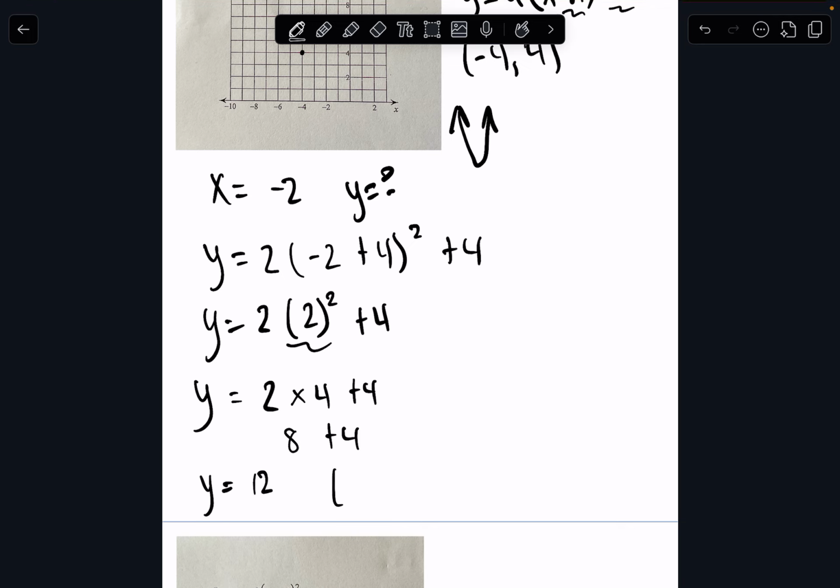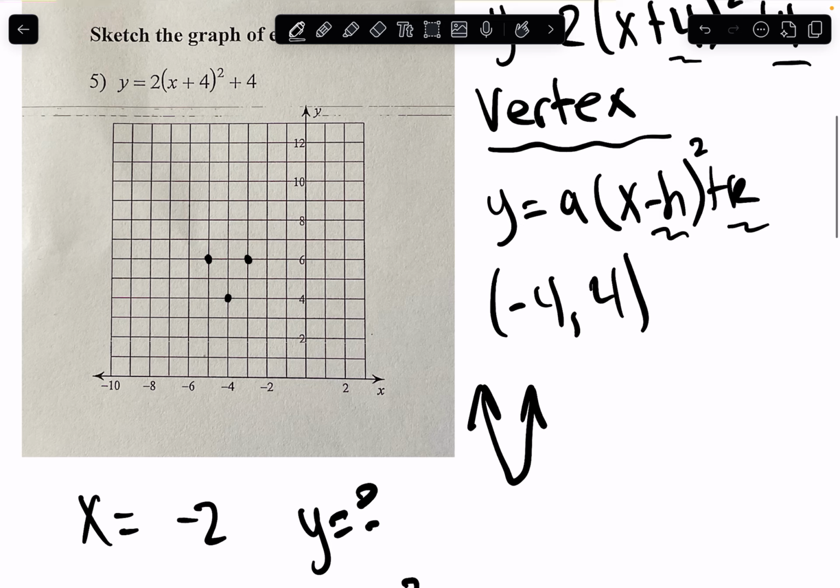And again, we got that because we plugged in -2 for x. We have -2 comma 12, and that will be our next point. So -2 comma 12 is way up here. And since we moved 2 to the right of the vertex, we can also move 2 to the left of the vertex and plot that same point way up here on the other side.